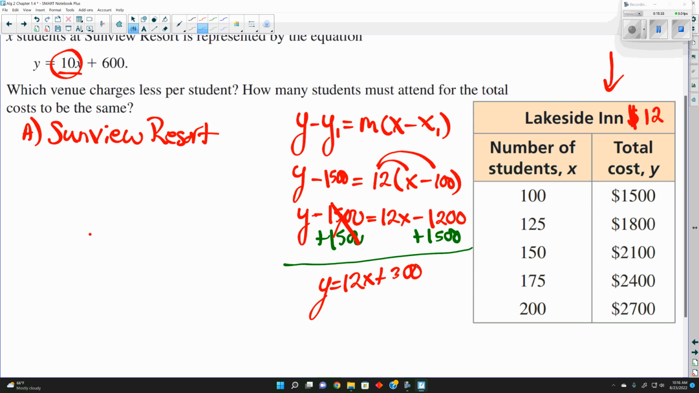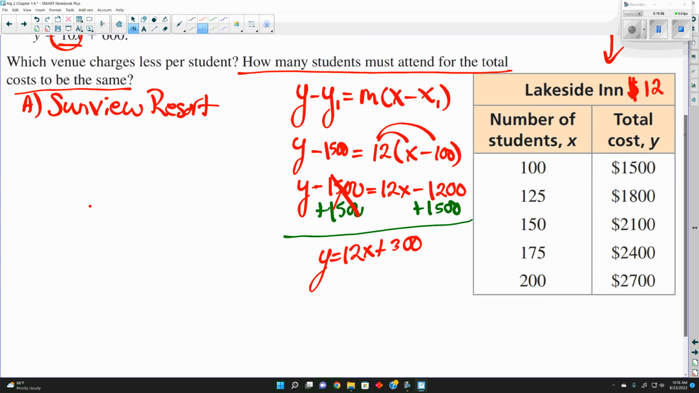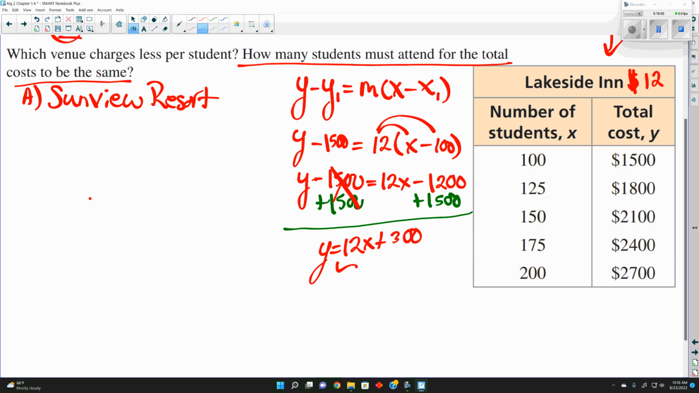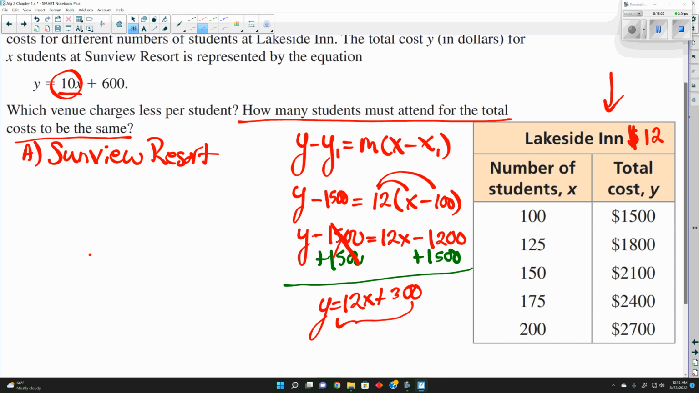Any questions on this here? We're good with this here. We understand how we got the two equations, yes? So what are we wanting to figure out now that we have these? How many students must attend for the total cost to be the same? So the value of y for both of these equations will be the same, yes? Because that's cost. So what we're saying is that 12x plus 300 should equal what?